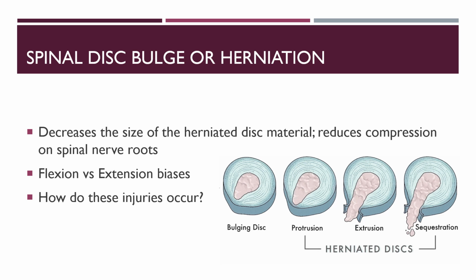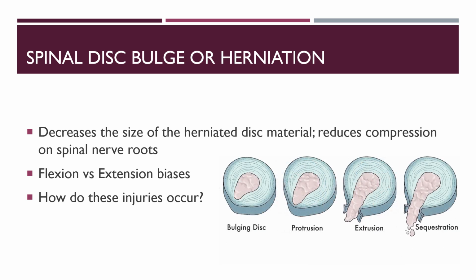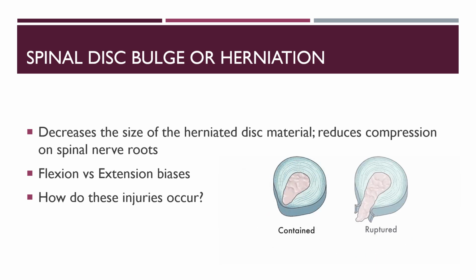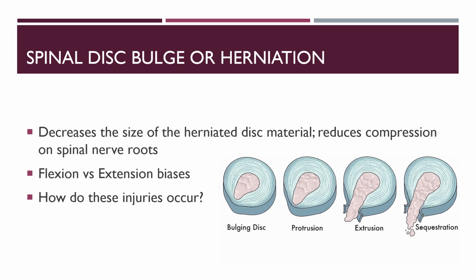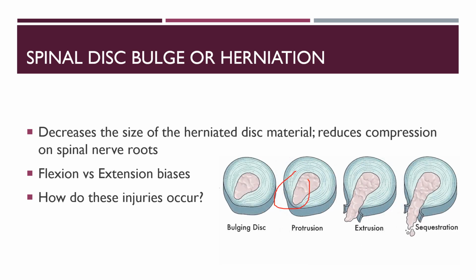So let's just take a peek at this spinal disc bulge or herniation. You can see in the image these different types of herniations. We don't have to worry about that right now necessarily. We can have this contained one, the protrusion, the extrusion, the sequestration. We're not going to worry too much about those at this moment. We're just going to focus on disc herniations in general, right?